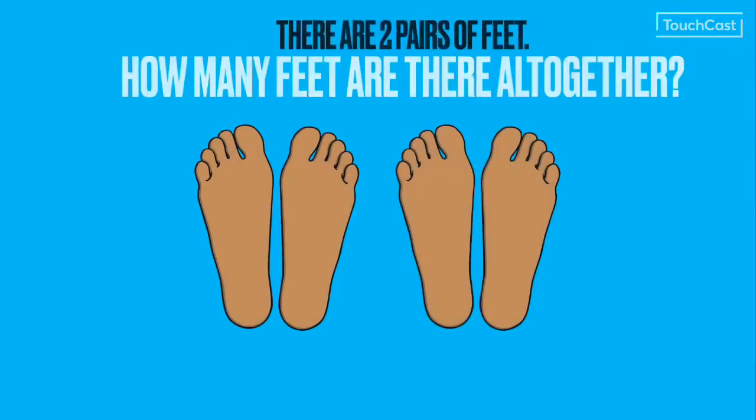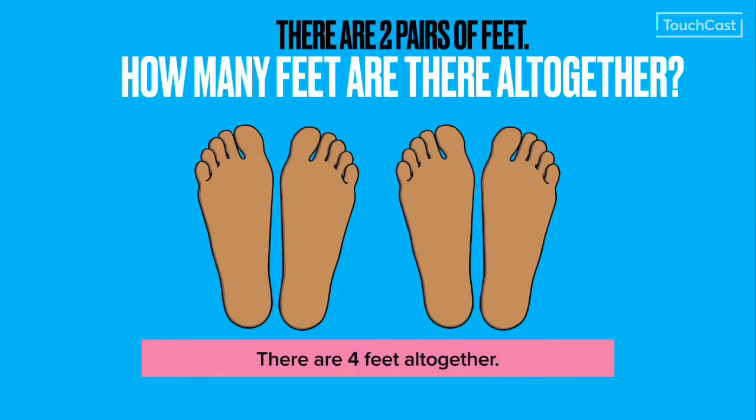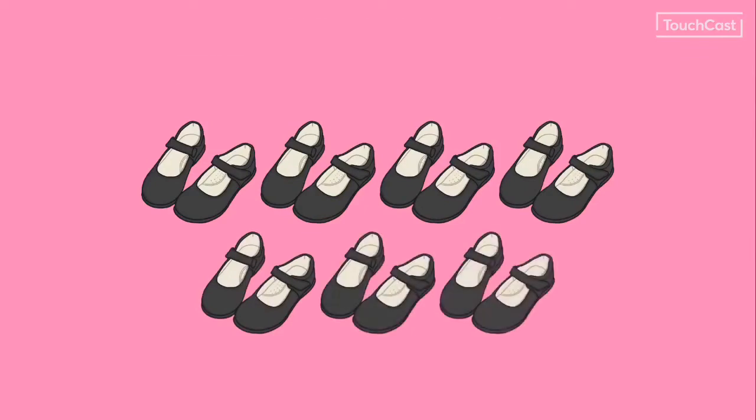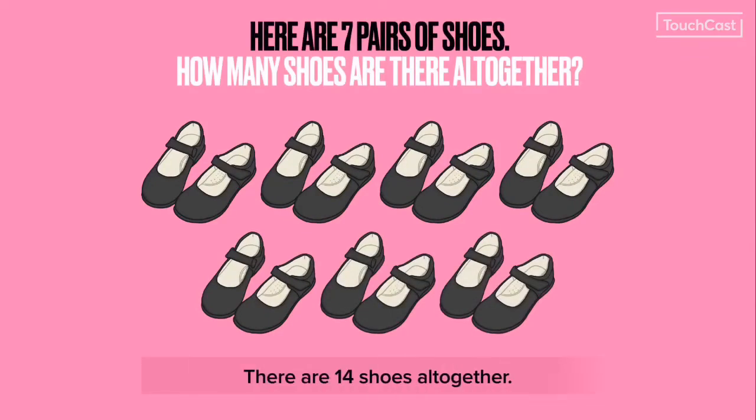But what about this? There are 2 pairs of feet. If I have 2 of 2, how many feet are there? There are 4 feet altogether. Now let's see this. We have 7 pairs of shoes. How many shoes do we have altogether?